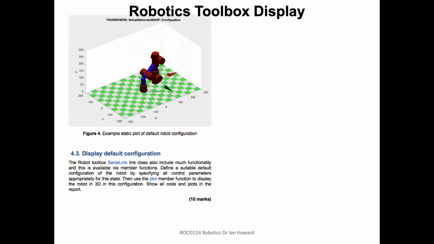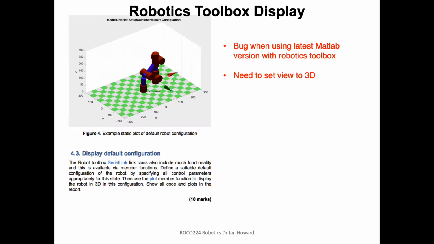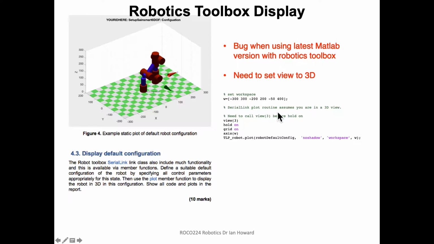So one of the nice things about building things up using the Robotics Toolbox is that it's got a lot of functionality built into it to let you visualize and all this kind of stuff. So you can actually build your serial link robot, and then you can use the plot member function to show you the default configuration. And you have to give it what the values of theta are in the default. The only thing to watch out for is that there is actually a bug in the latest version of how it works with the latest version of MATLAB, and basically you need to set what I've done.